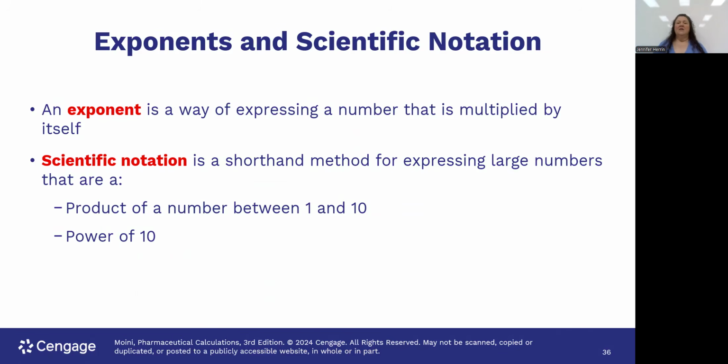So, exponents and scientific notation. An exponent is a way of expressing a number that is multiplied by itself. Scientific notation is a shorthand method for expressing large numbers that are a product of a number between 1 and 10 and a power of 10.